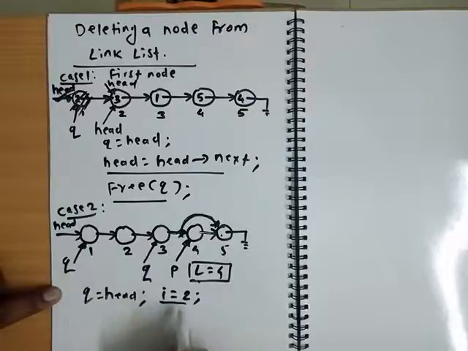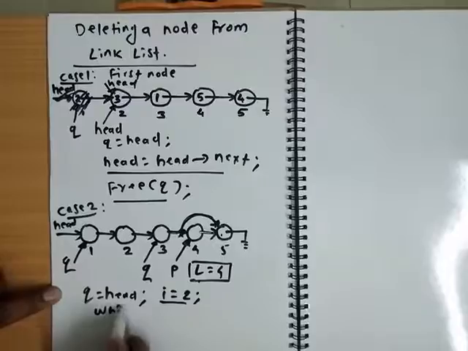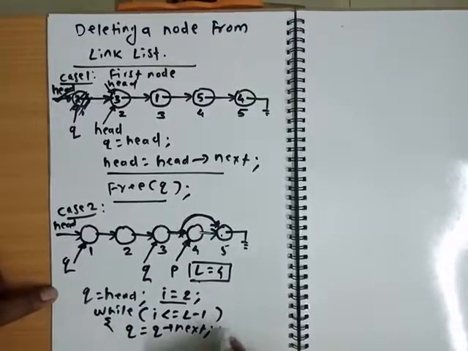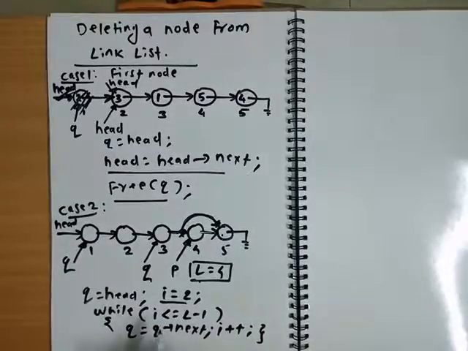So that's why I initialized i to 2, while i is less than or equal to L minus 1. I want to take my head pointer from 2 to the position of insertion minus 1, that is L minus 1. That's why I said while i is less than or equal to L minus 1, simply say Q equal to Q arrow next, right? And i plus plus. So this simple while loop will take Q from here to the position of insertion minus 1.